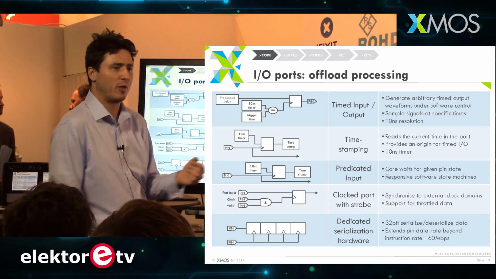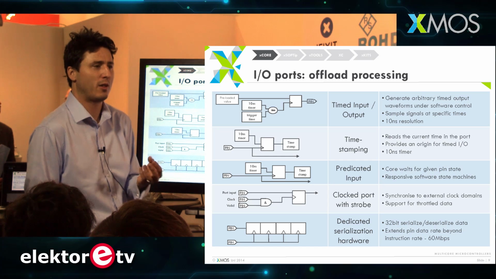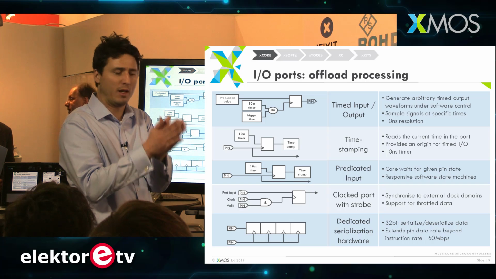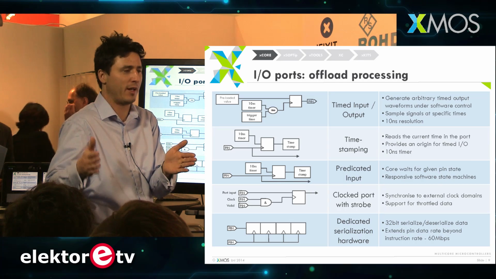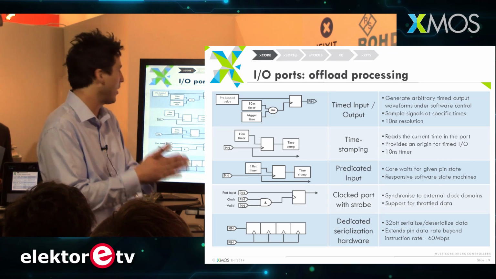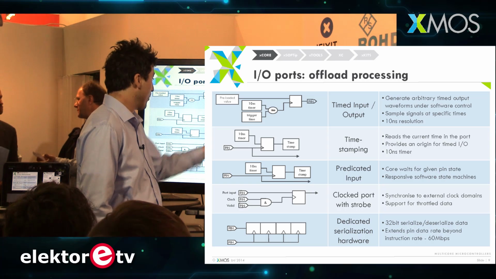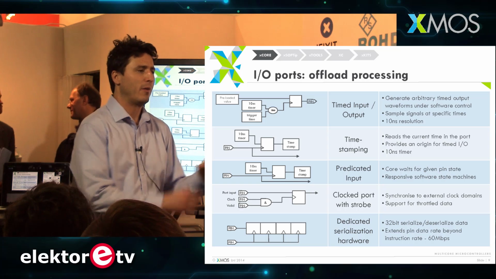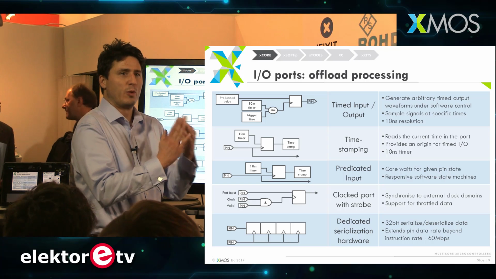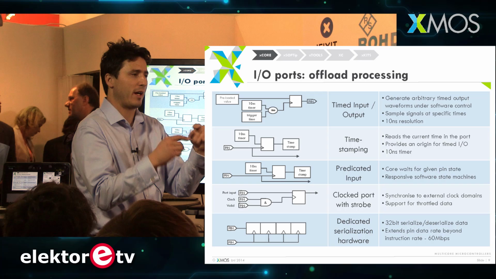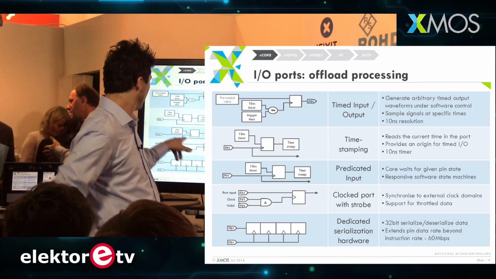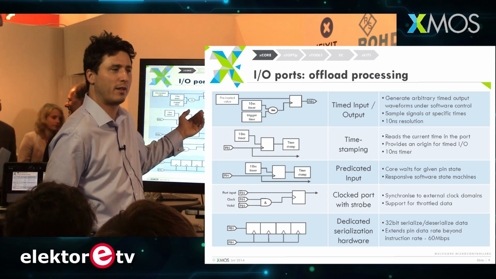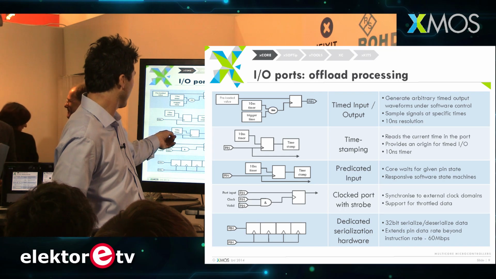Timestamping is important for something like UART or PWM. You want to know when an event happens and then do something in the future, a defined number of cycles from that current time. Predicated input is also important. I mentioned the example of an Ethernet PHY, where you only want to input the data from the PHY when the valid signal is high. So you can tell the port to only wait for that event.